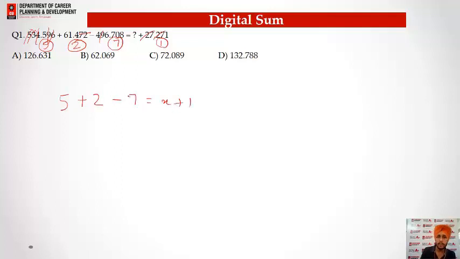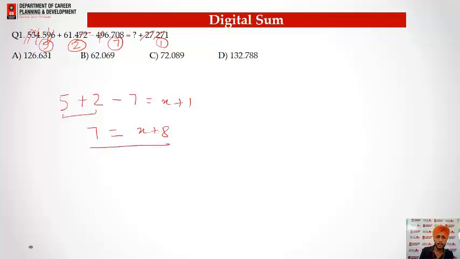So we have just seen in the property that we cannot use the digital sum with negative signs. So how will we eliminate this negative sign? Let's check. So 5 plus 2 will become 7 is equal to, we will send this 7 to the other side of the equal sign, and that will become addition. So here we have x plus 8. Fine. So this is our question.